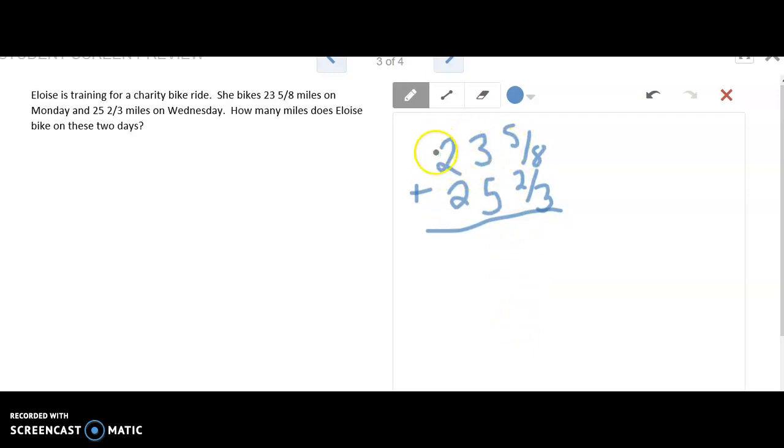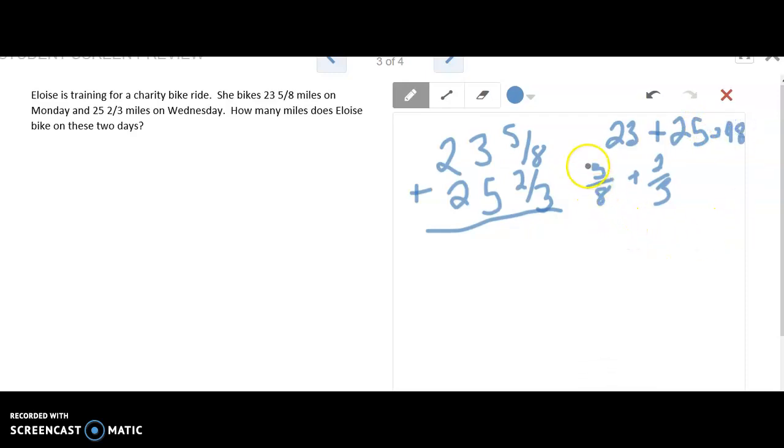Now, we've been working on adding mixed numbers, and we know that when we have a mixed number, we take a look at the whole numbers and the fraction parts, and then we put them together. So I'm going to set my problem up and do the 23 plus 25, my whole numbers, and I'm going to set it up to do my 5/8 plus my 2/3, my fraction parts. Okay, so 23 plus 25 gives me 48.